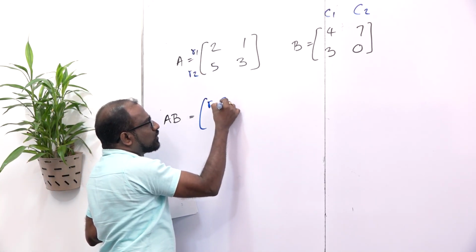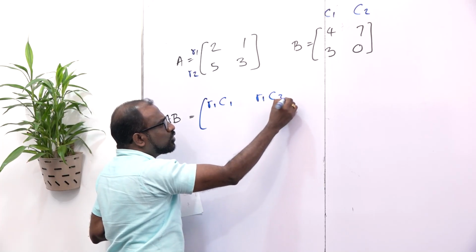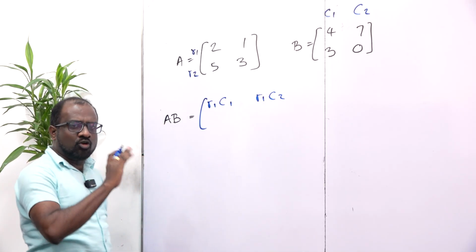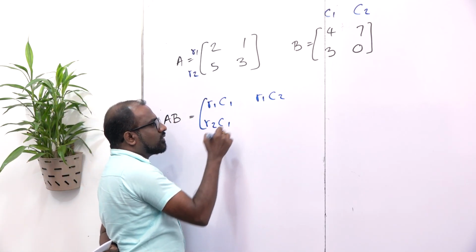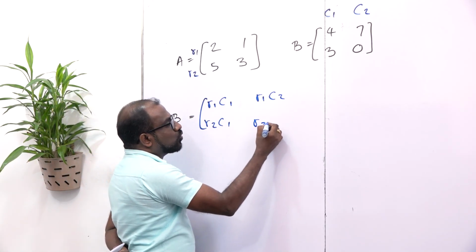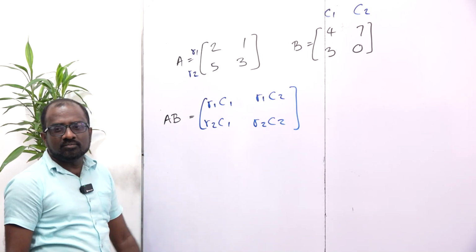Row 1 into column 1. You know, say row 1, column 2. The row number does not change; only the column number changes. Second line: row 2, column 1. Row 2, column 2.